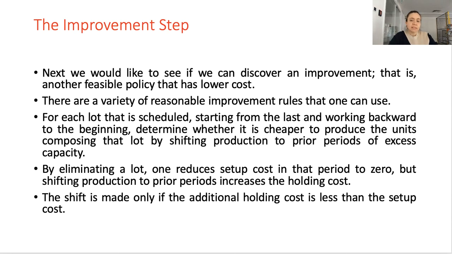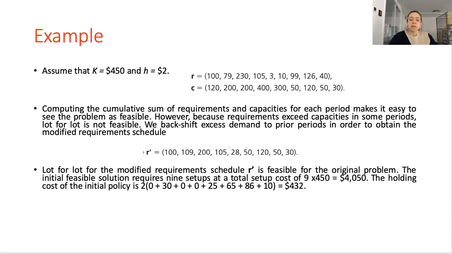In the improvement step, I will check if there are any lots that I can remove. I mean, if I can eliminate a lot, a production plan in a period, and produce it earlier, then I will not have a setup cost in that period, but I will have an inventory holding cost. But if this inventory holding cost is less than that setup cost, then it would be better to shift backwards some of the lots. Now I will show you an example of how we do this.